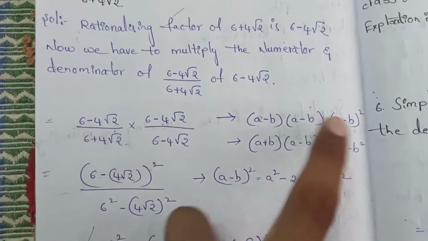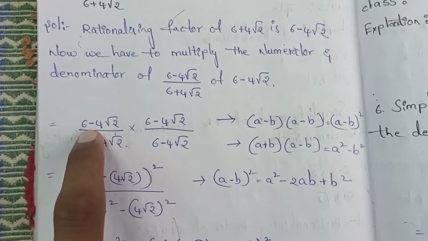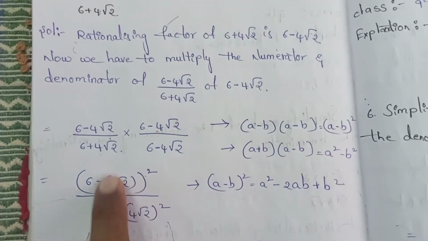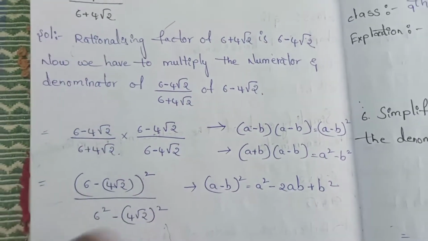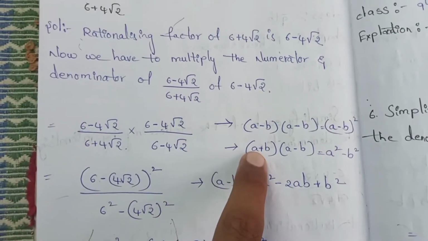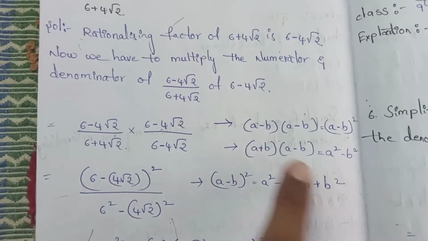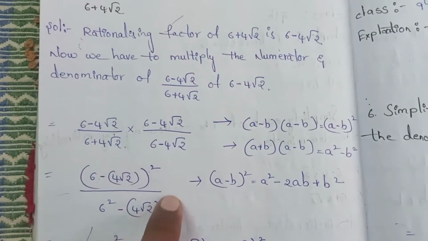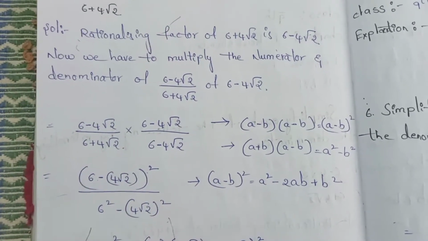See here, a minus b whole square, we have to write like this. A means 6, minus, b means 4 root 2, whole square. You already know a plus b into a minus b means a square minus b square. A square means 6 square, b square means 4 root 2 whole square, minus 4 root 2 whole square.